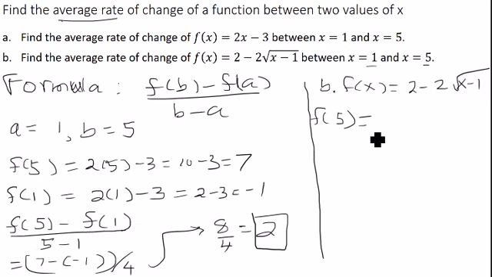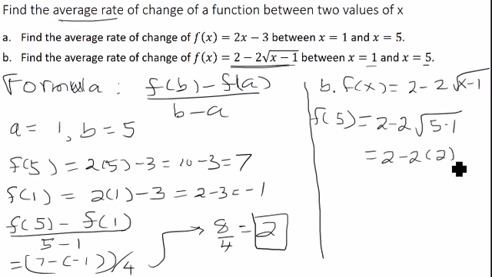So I'm finding the value of this function at 5, so 2 minus 2 times square root of 5 minus 1, which is going to be 2. Do not cancel 2 and 2 here, because that's not allowed. So 2 minus 2 times the square root of 4, which is a 2, and that's going to be 2 minus 4, and that's going to be negative 2. So that's our f of b.